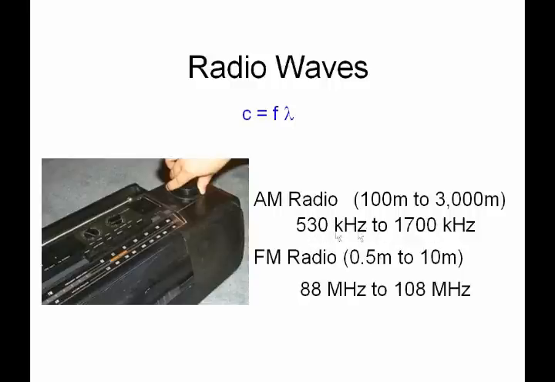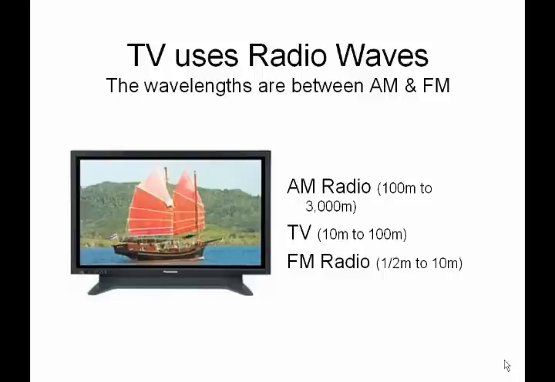These are the frequencies when you're turning your radio station. These are the numbers you're turning it to. And down at the end of your dial, it tells you megahertz for FM or kilohertz for AM. TVs also use radio waves.